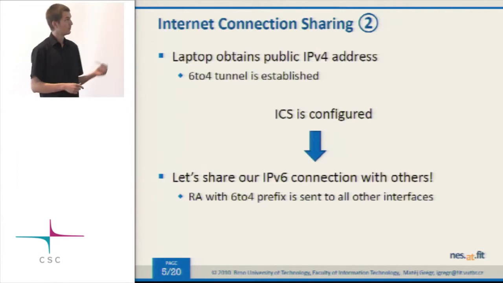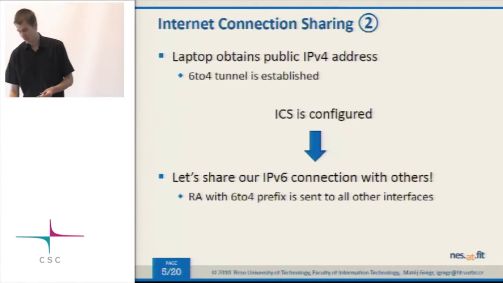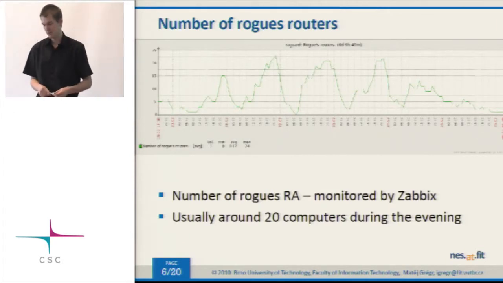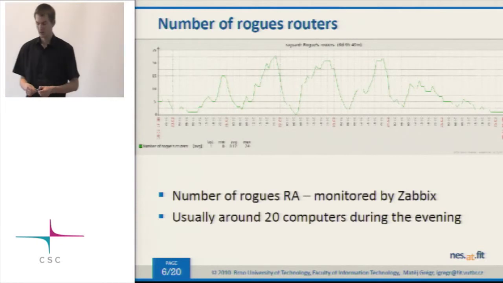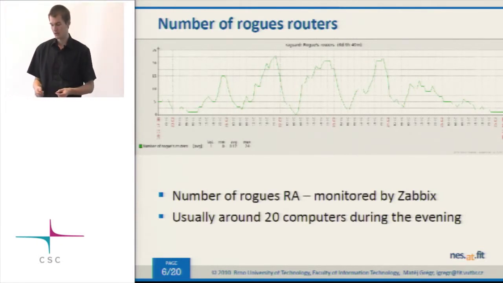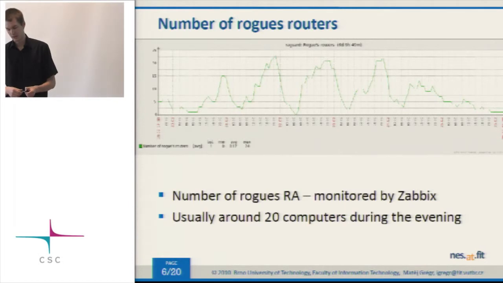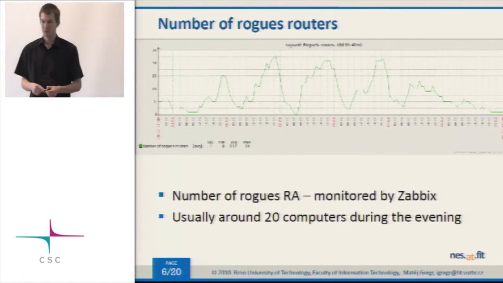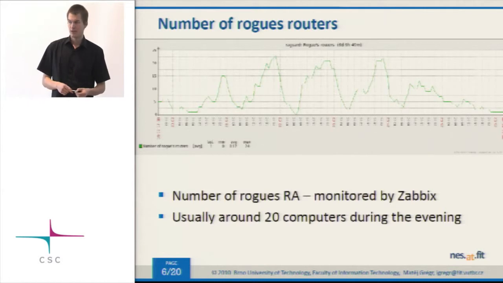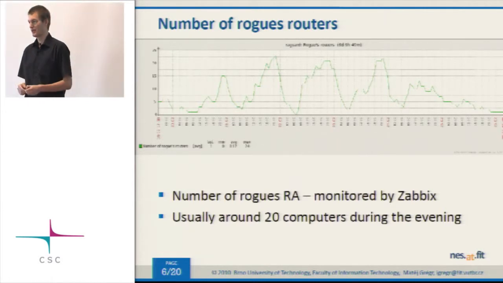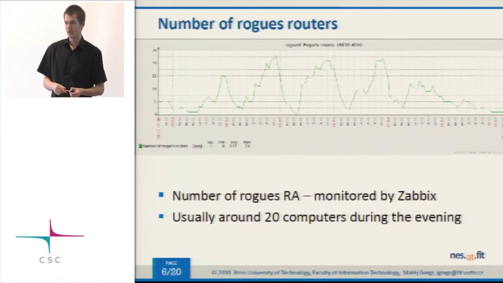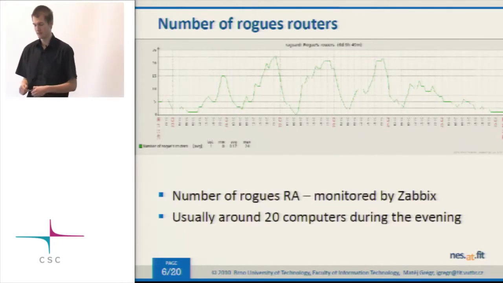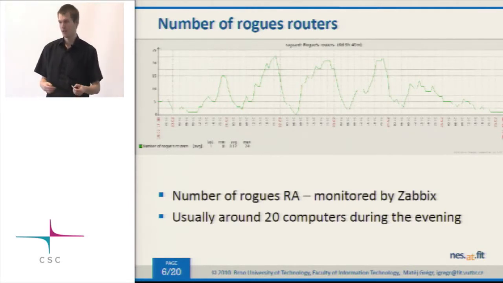into the network. Is it a problem? I think so, because here are some statistics about the numbers of rogue routers in our network. Usually you can see that during the evening it's around 20 computers. You can imagine what a mess in the network a new DHCP version 4 server makes when, for example, some users switch on a wireless router and so on. So it means that you have 20 of them in the network.